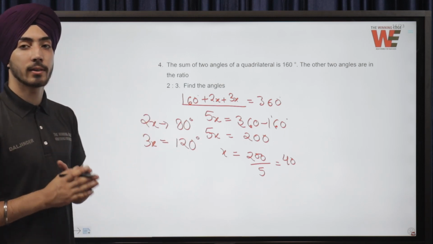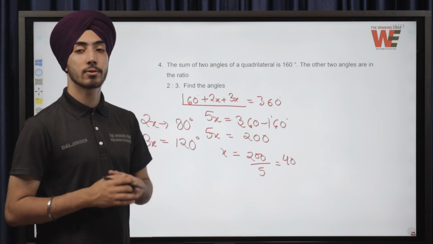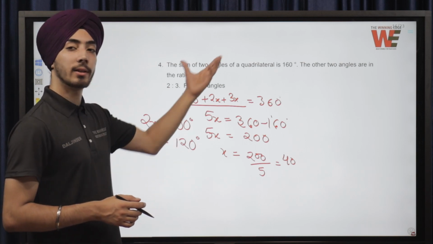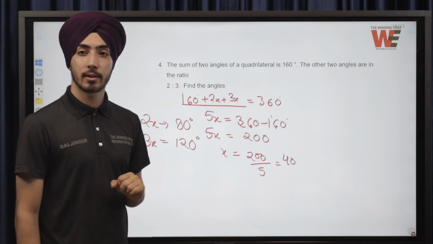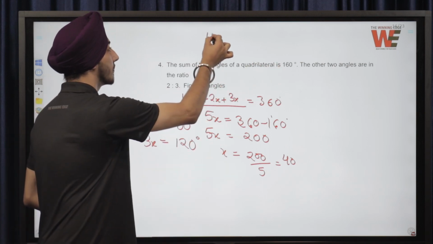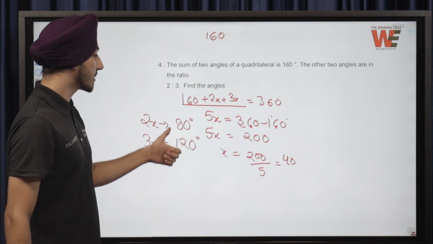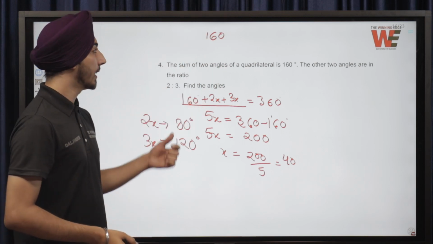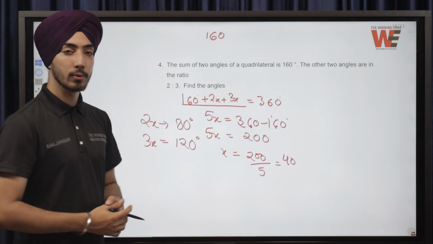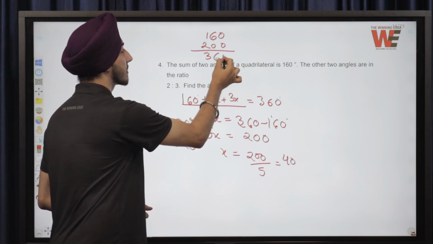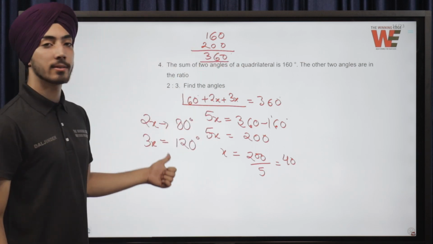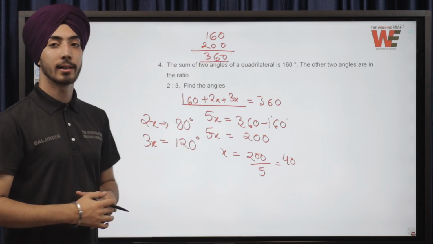Now to check whether this answer is right or wrong, you need to check whether the sum of all the angles of a quadrilateral is 360 or not. So the sum of first two angles is already 160 given to us. So let's write down 160 here. The other two angles are what? 80 and 120. 80 and 120 will give you 200. So let's check. On adding, this gives us 360 degree. So yes, these two answers are right. 80 degree and 120 degree.